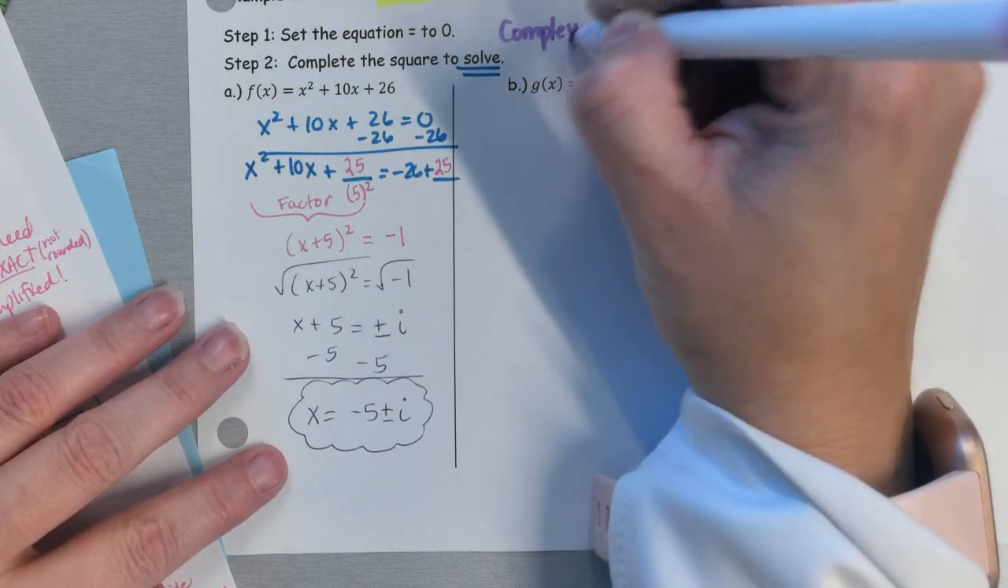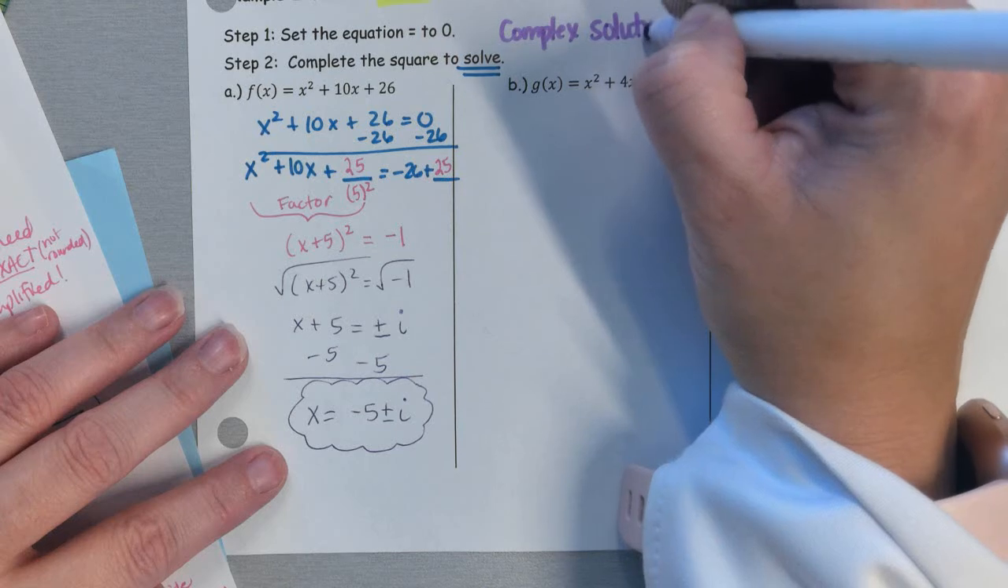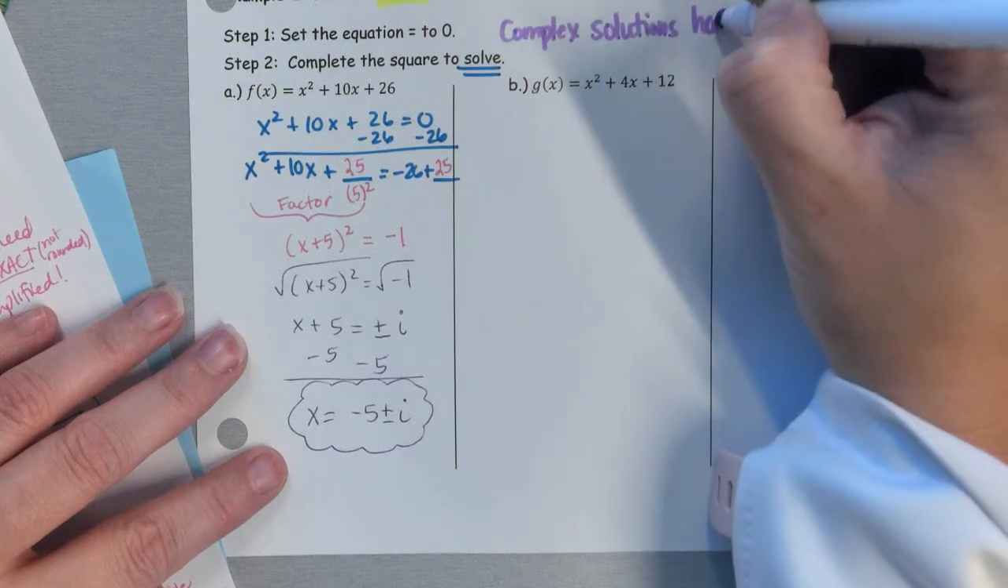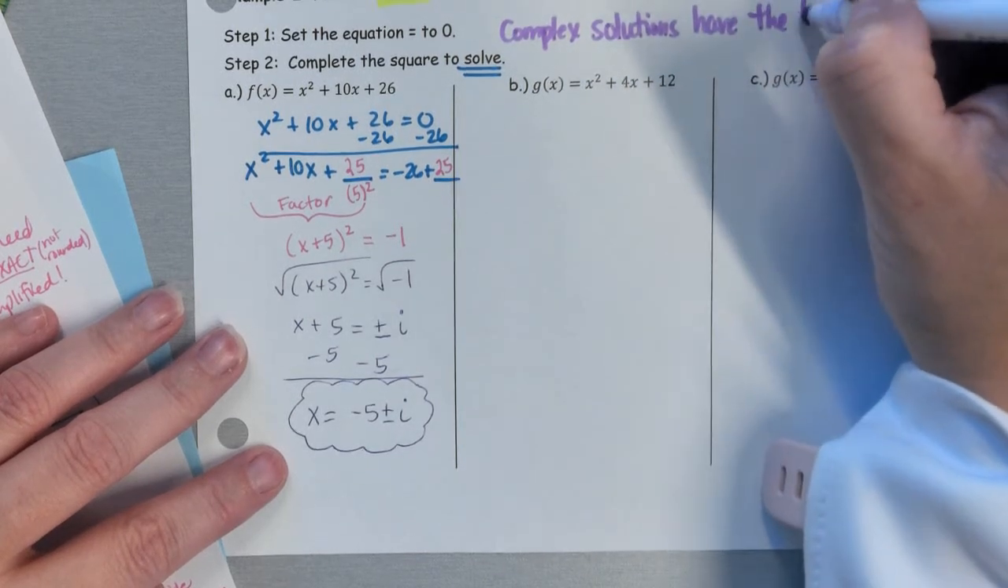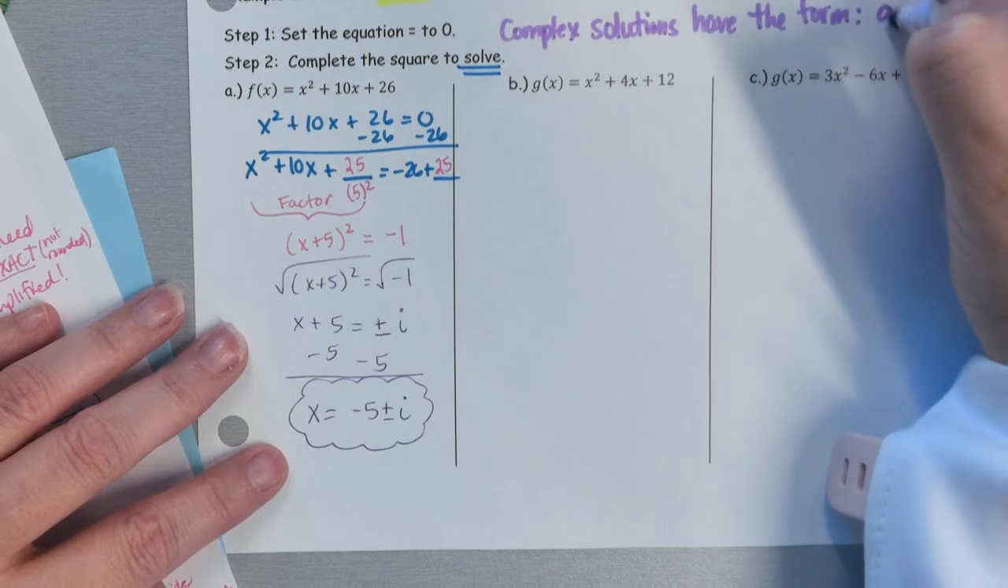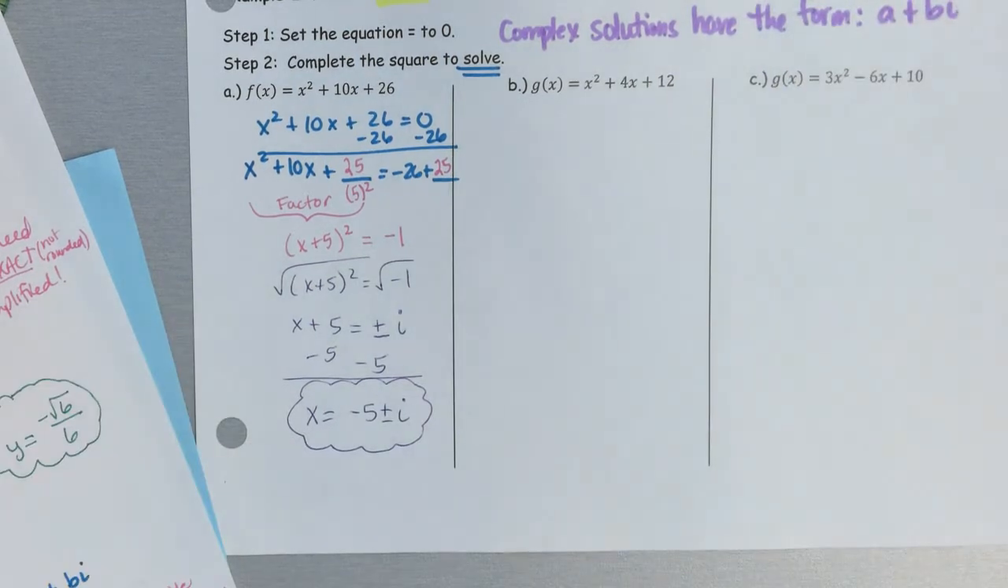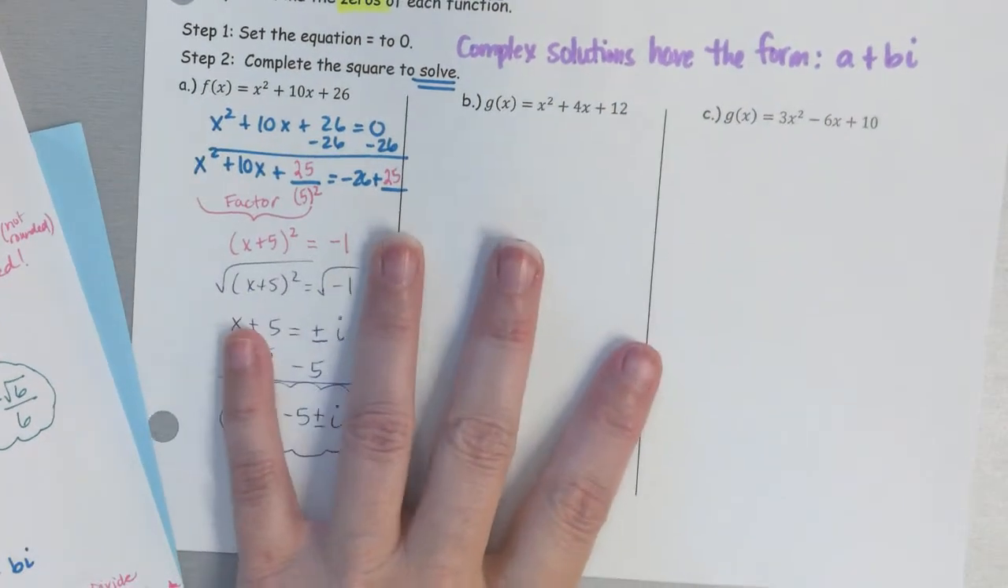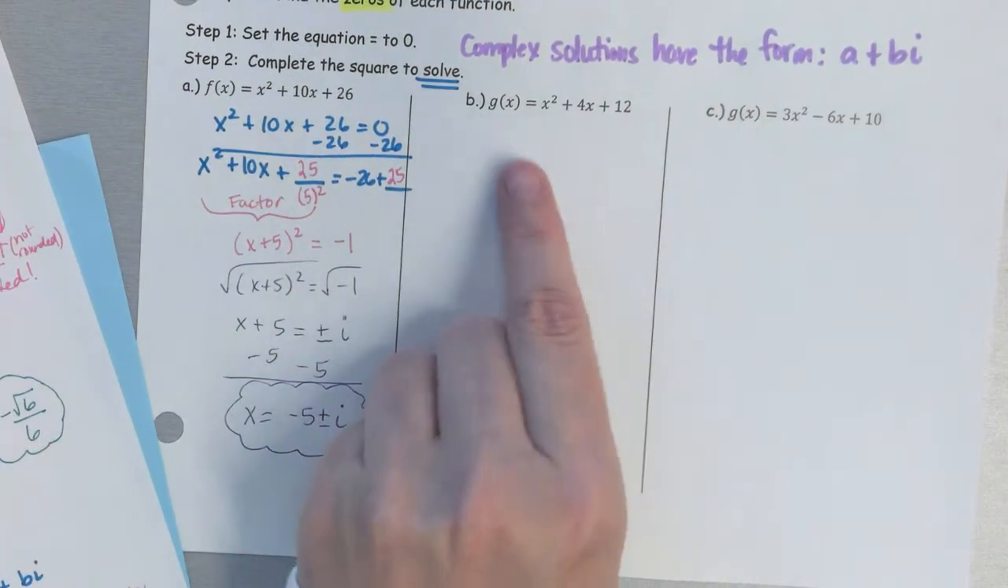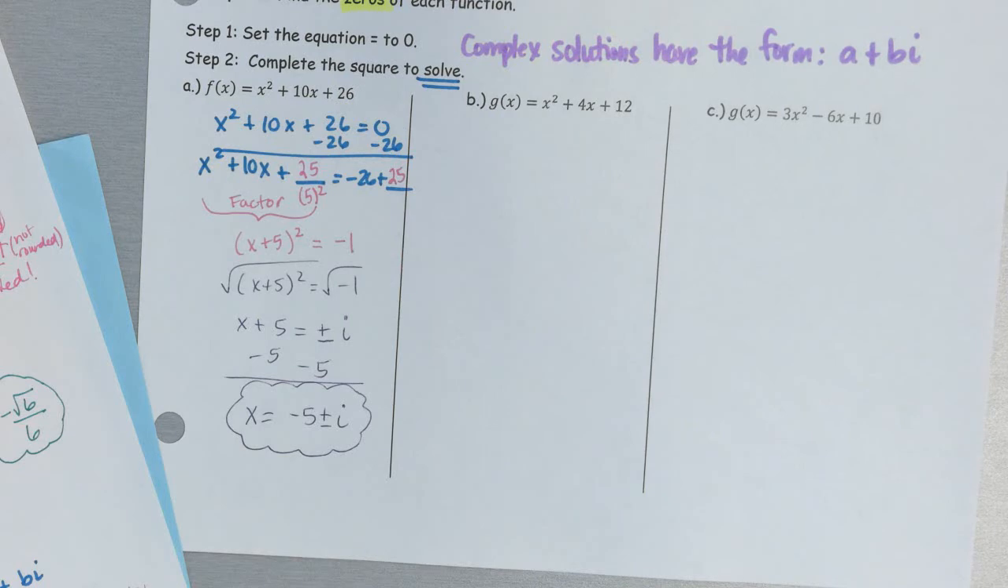Okay, so when you do this, just remember, complex solutions have the form a plus bi. So that's how we're going to write all of our answers there. Okay, great. Now that we've worked through this one, do you guys think that you could do B? I think you can. Okay, so I'll give you a couple minutes to do that.